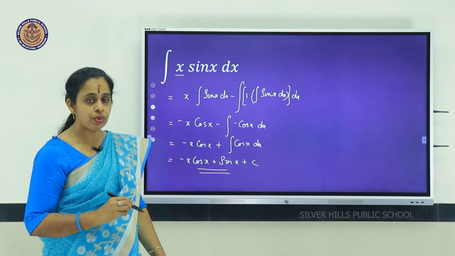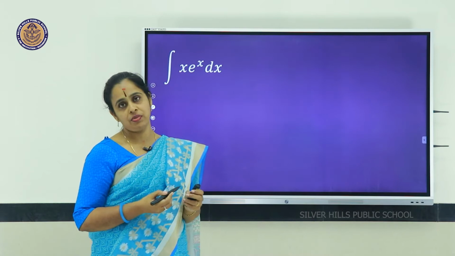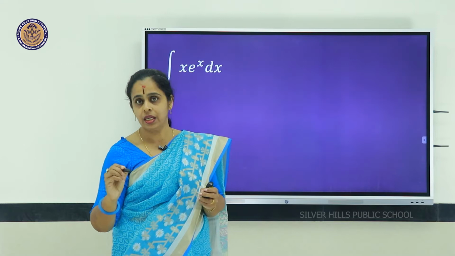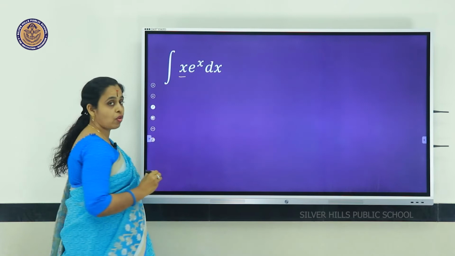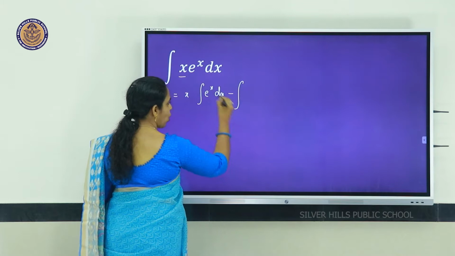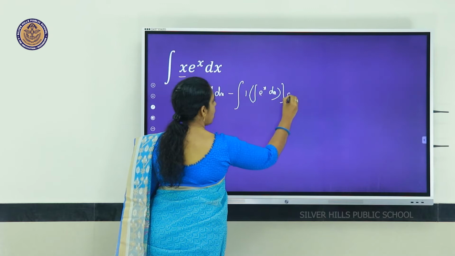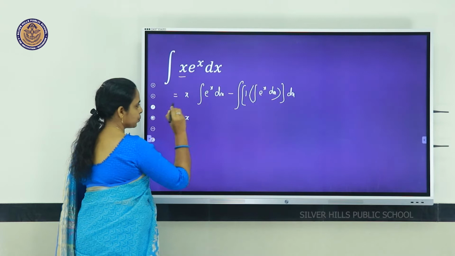Let us see another question. Integral x e raised to x, an algebraic function and an exponential function. So which will we take? I, L, A, T, E. A comes before E. So x is the first function, I am underlining it to avoid confusion. First function into integral of second, minus integral of derivative of x, which is 1, into integral of e raised to x dx, into outside, 1 dx. Equal to x into integral e raised to x, which is e raised to x.